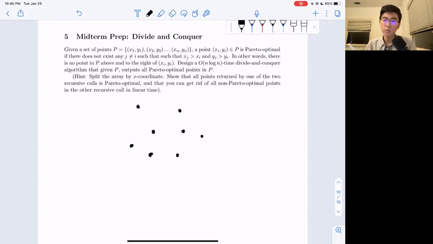So the naive algorithm for doing this is just to go over every single point and check it against every other point, which would be n squared, because it's n points, and for each point you're checking n minus 1 other points. But we want to do better. We want to get an O of n log n time algorithm with divide and conquer.